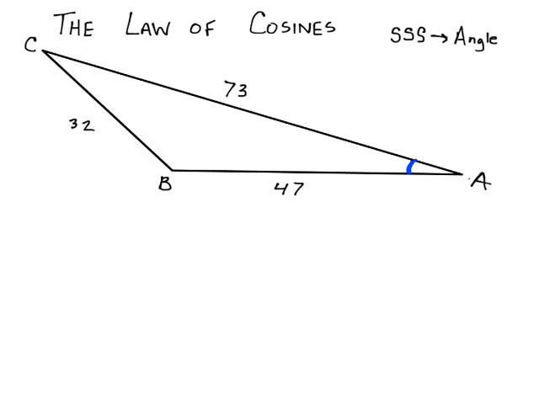Since I decided to look for angle A, I'm going to write the cosine version that has lowercase a squared all by itself. This is lowercase a because it's opposite from angle A. This is lowercase b, the 73, and 47 is lowercase c because it's opposite from angle C. So let's start off and write our law of cosines.